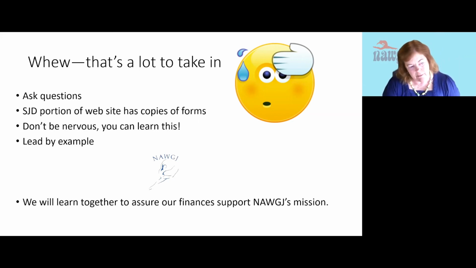And then my comment about lead by example, that's as you're spending money. That's covering all these things about making sure we're spending our money on the mission, making sure we're not, in the tax world, they call it inurement, that as a volunteer, you're not benefiting financially from being a volunteer. Lead by example that way. And just a reassurance, we're all going to be learning together, myself included, to assure that we are using our finances to support our mission, that we don't become so focused on the finances that we forget about our mission.